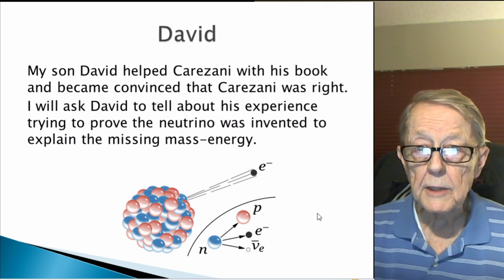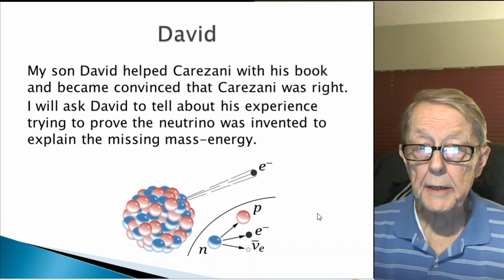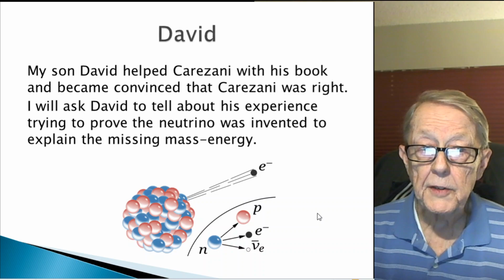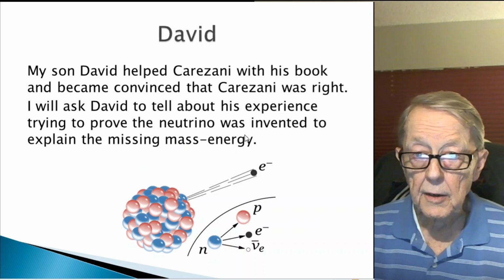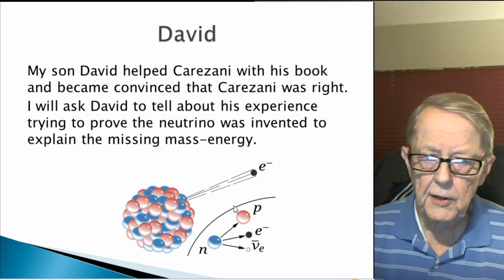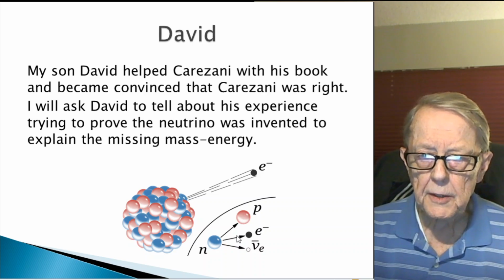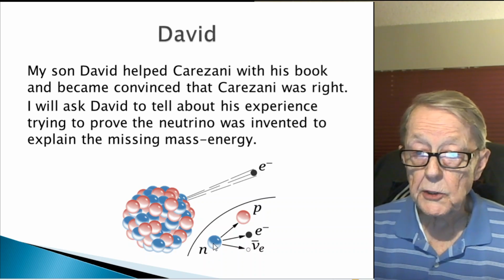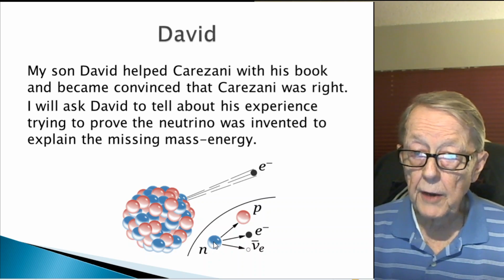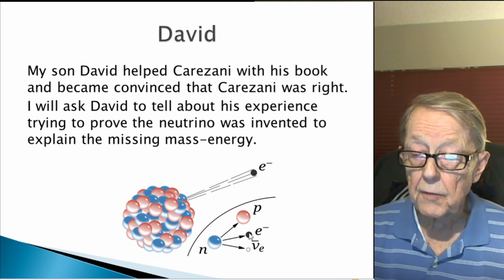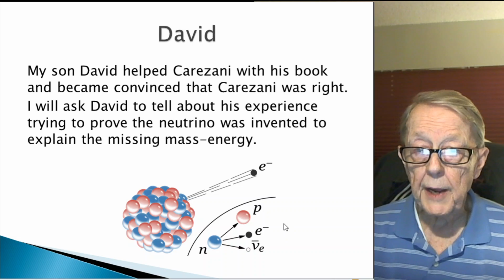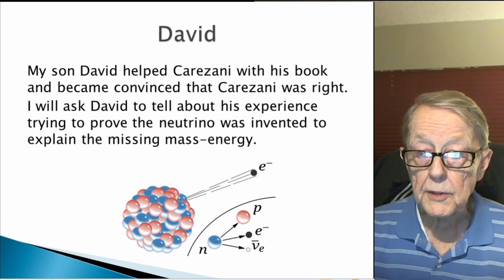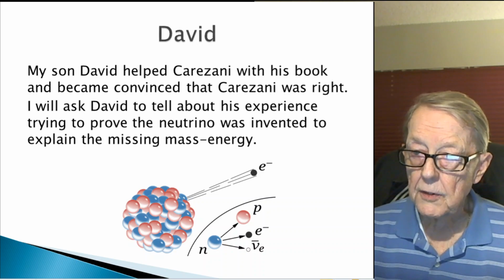Well, David, my son, helped Carezani with his book and became convinced that Carezani was right. I will ask David to tell you about his experience trying to prove that the neutrino was invented to explain the missing mass energy. I had a video on this, though I didn't put down the reference here, where I explain how you take the mass energy and use E equals mc squared to convert the mass of the neutron into energy, and you do the same thing with the masses of these two, and the numbers don't add up. David went through quite an experience trying to prove the neutrino was invented, not discovered, invented.